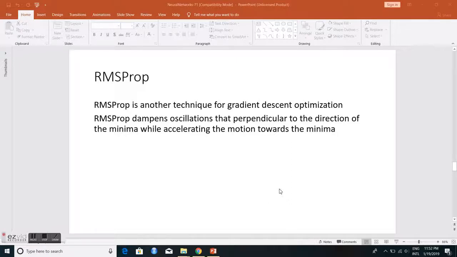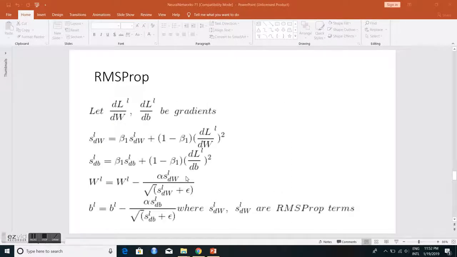RMSprop is another technique for gradient descent optimization. What it does is damp the oscillation that is perpendicular to the direction of the minima while accelerating the motion towards the minima. So if there is an oscillation on either side of the ravine, it will average out and cancel those, whereas it will accelerate towards the minima. That is what RMSprop does, and it also uses the same technique of the moving average. RMSprop stands for root mean square prop.